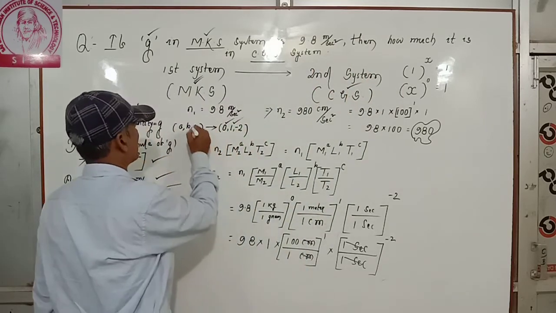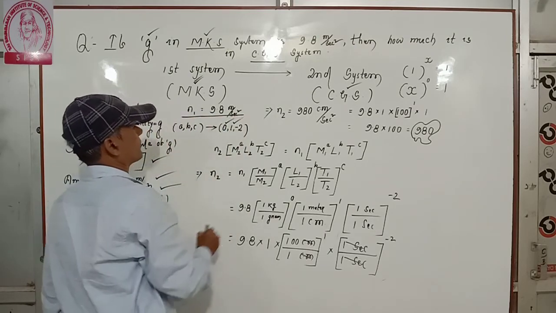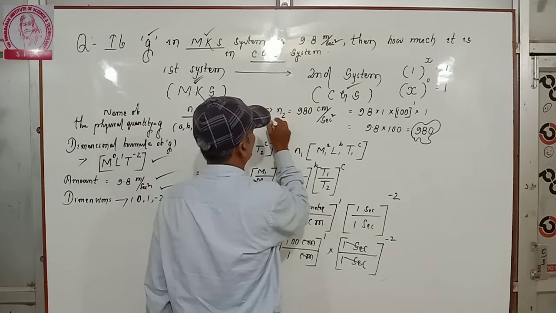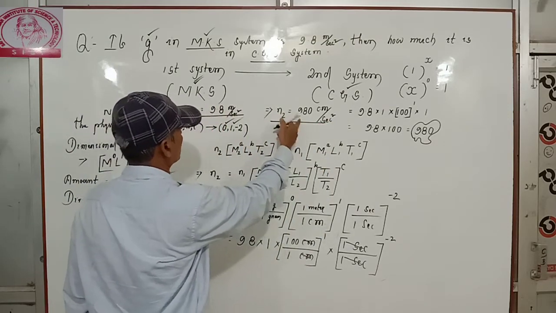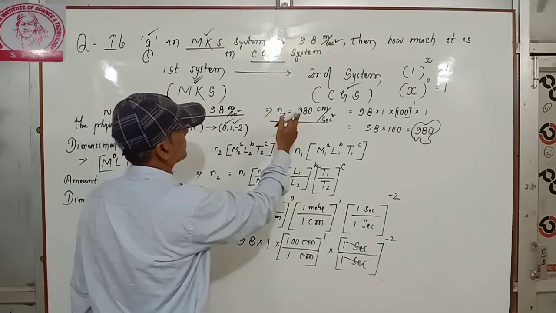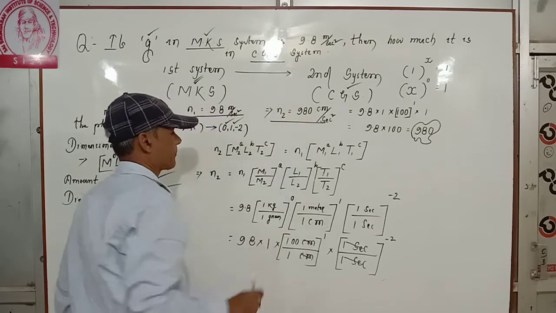Okay. Now, this is the value of g, and this is also the value of g. This is in MKS system and this is in CGS system. It was given and it is derived.